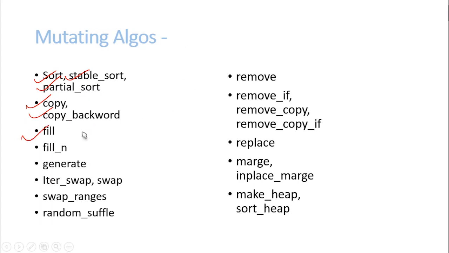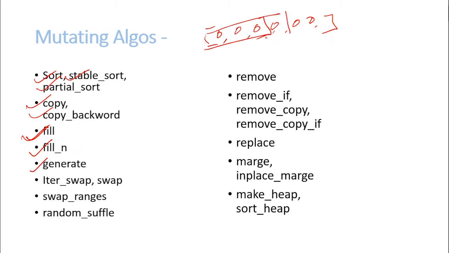pointing to the first element and the last element between which you want to sort or you want to copy. Fill fills a data structure with a value. Suppose you have a data structure filled with garbage values and you want to fill all the values with a certain value, so you can use fill. Like if you want to initialize every value to 0, in that case you will be using fill. Now if you want to initialize only a few values, like the first 3, then you are going to use fill n. Generate generates the values depending on a condition, and it fills the data structure.